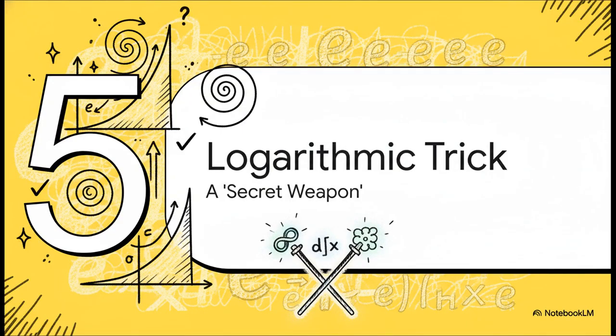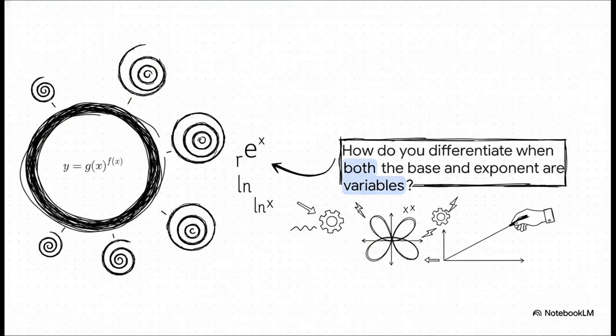Okay, now for the grand finale. We're going to take everything we've learned and build a kind of secret weapon, a technique for solving derivatives that look, frankly, impossible. So what about a function like x to the power of x? Just think about that for a second. The base is a variable, so the exponential rule doesn't work, but the exponent is also a variable, so the power rule doesn't work either. We're totally stuck. Or are we?